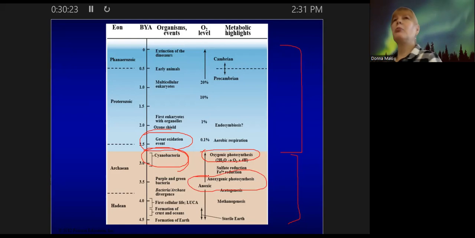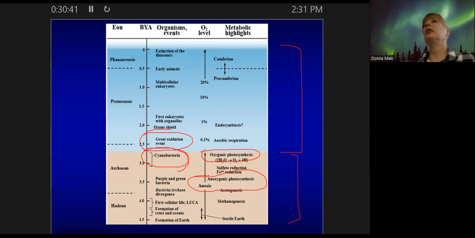So I just wanted to point that out now, and I'll come back to it. The so-called purple and green bacteria did photosynthesis first, before cyanobacteria, but they still didn't have enough oxygen to really work with. And so they did an anoxygenic. Anytime you see A or AN in front of a word in science, that means without. So anoxygenic, without the creation of oxygen, photosynthesis, right? So we'll learn a little bit about that.